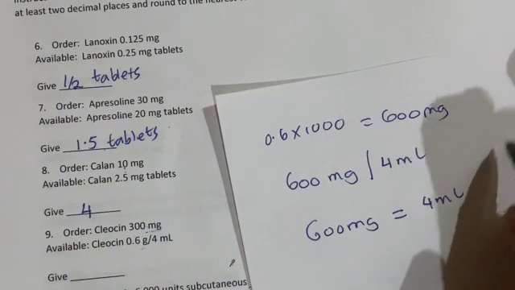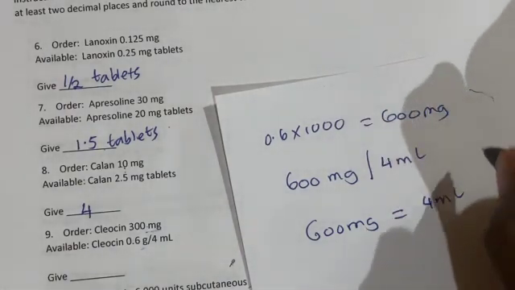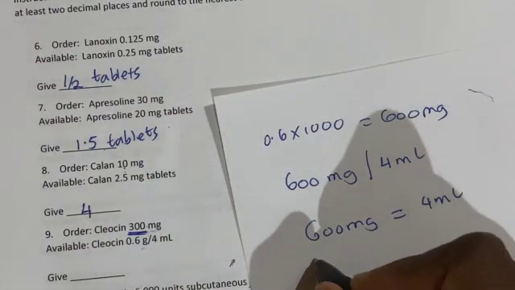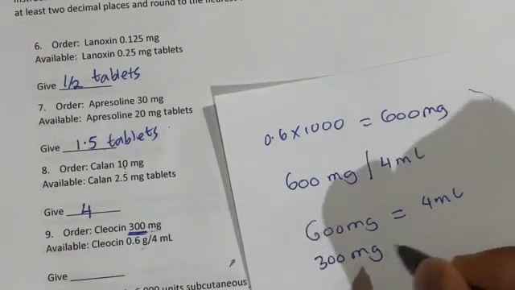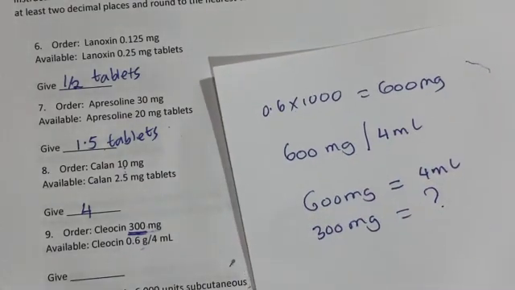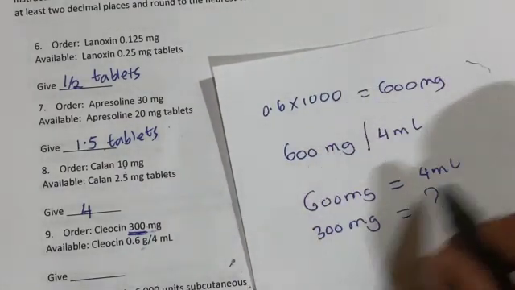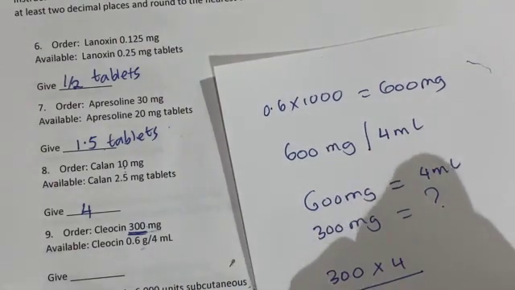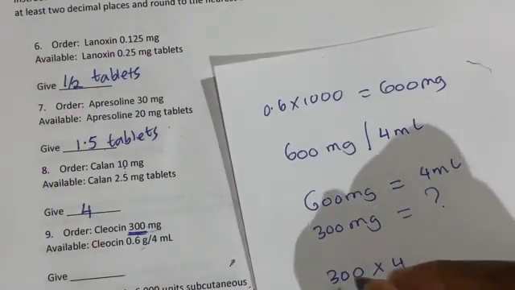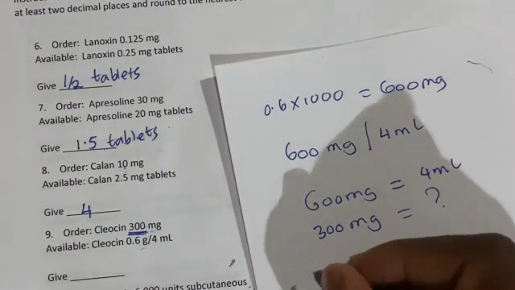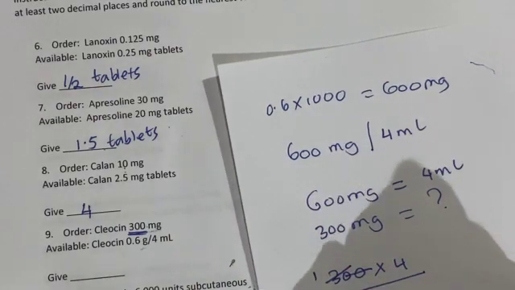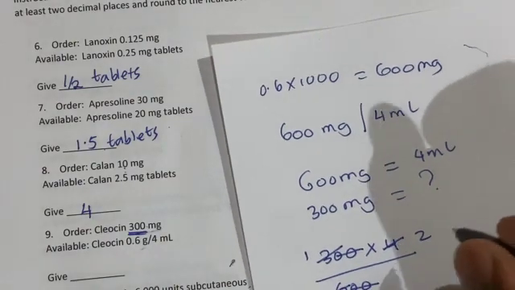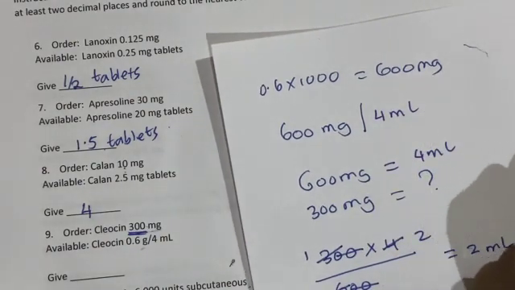So what about what we are supposed to give now, which is 300? So what about 300 milligrams? It's the same as how many ml? All right, so this one you cross multiply. This will be 300 times 4, and then you divide by 600. This one goes with this one. This one is 1, this one is 2. 2 goes with this one, 2. So the answer will be 2 ml.